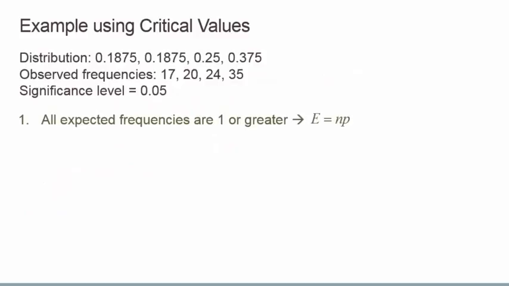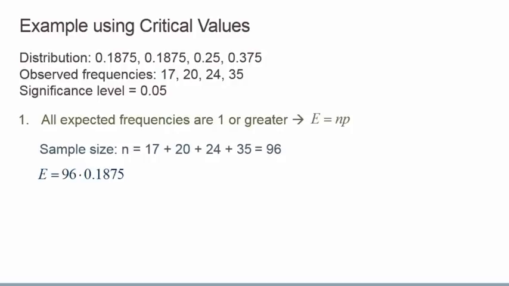Continuing, now we need to decide if all the expected frequencies are 1 or greater, E equals N times P. Our sample size is the total of our observed frequencies. So N equals 17 plus 20 plus 24 plus 35, which is 96. Starting with the first distribution, E equals 96 times 0.1875, which is 18. The second distribution is also 0.1875, so when I multiply that by 96, I get 18.